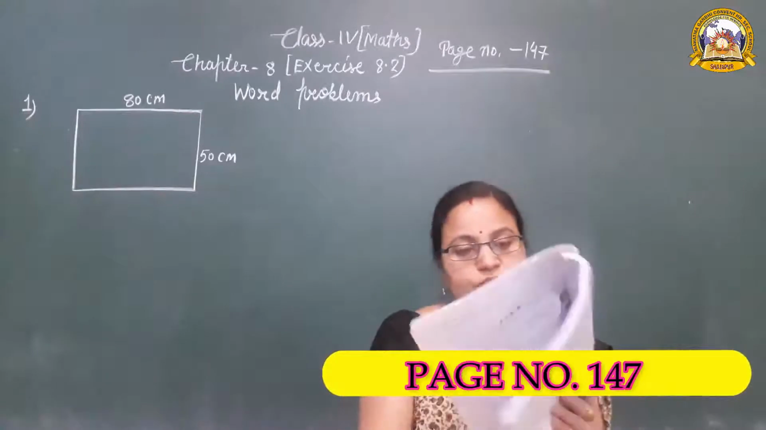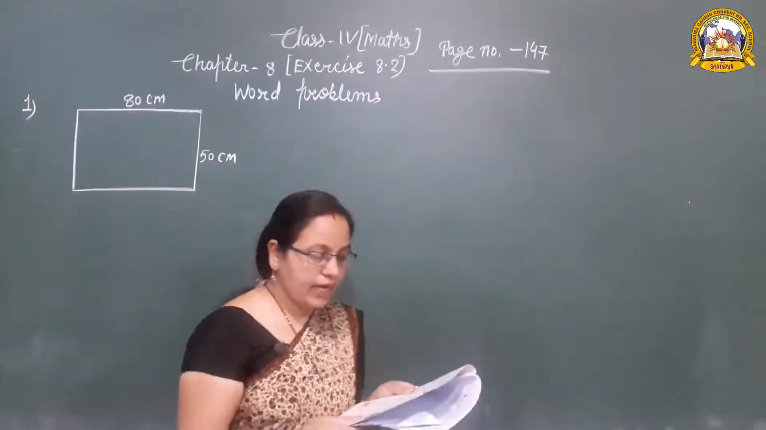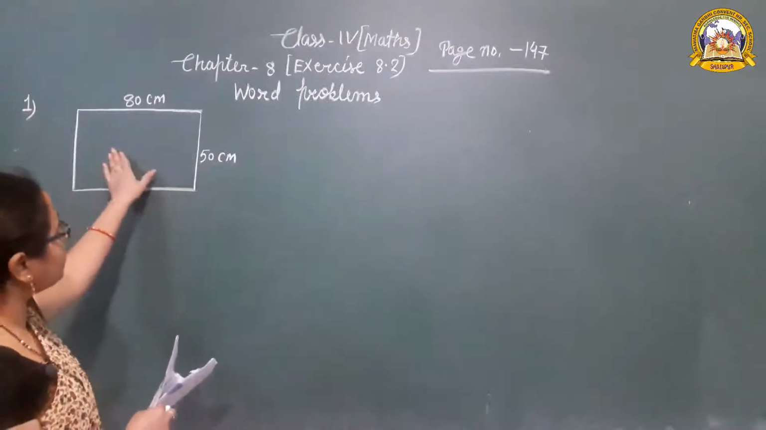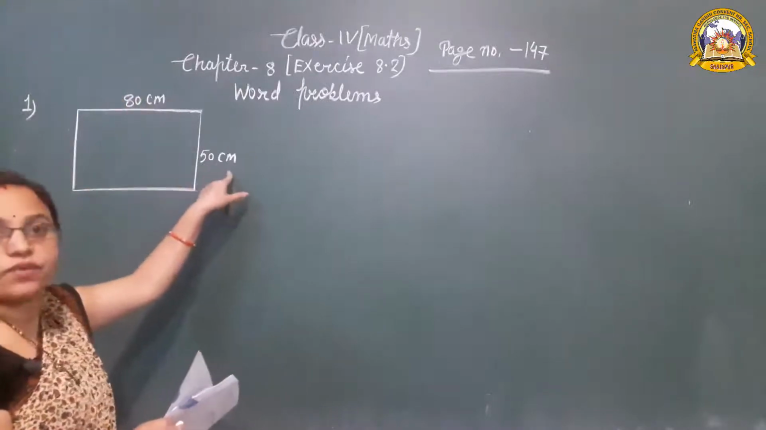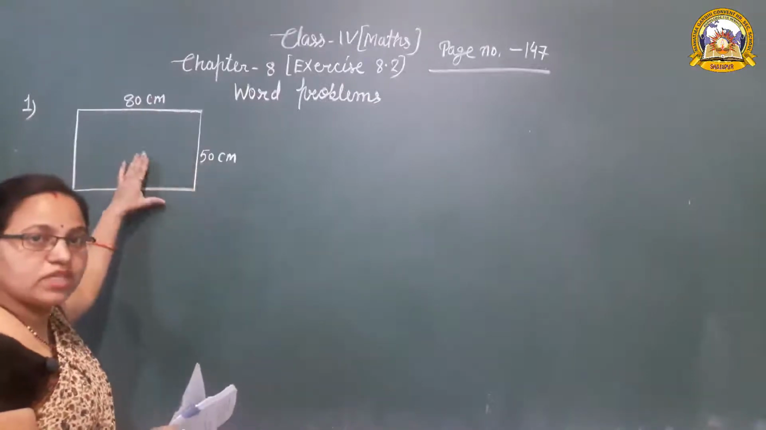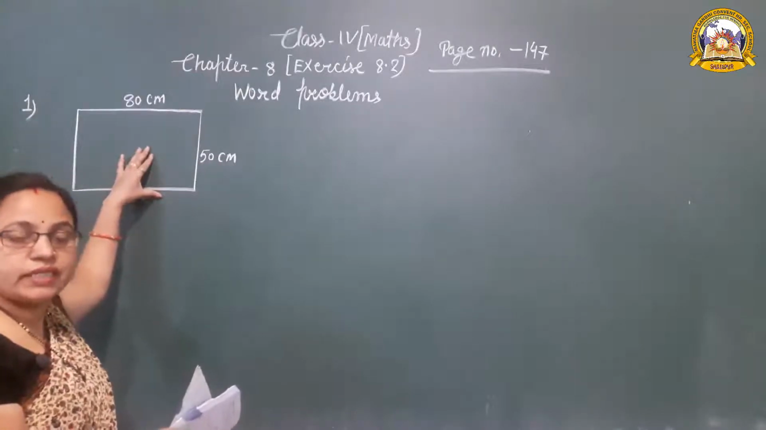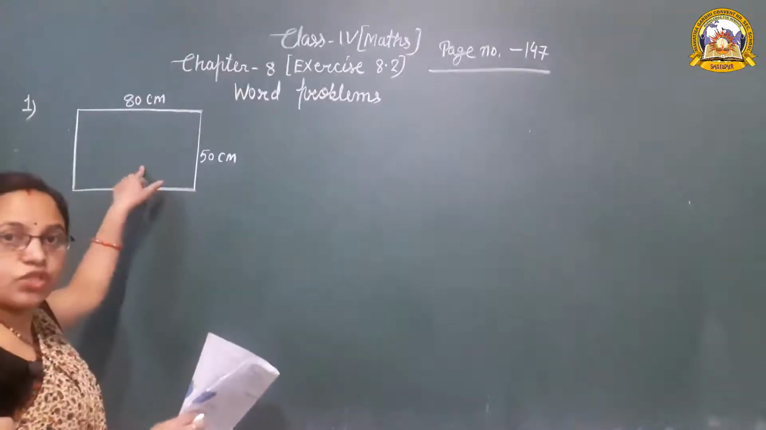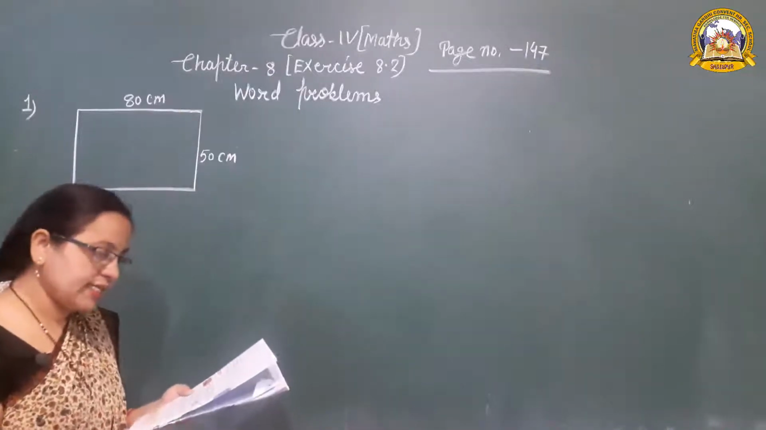What is the first question? Rana has to fix the lace around a rug. The rug is in which shape? One side is 80 centimeter and another side is 50 centimeter. It means one is the length, another is the breadth. So it is a rectangle. And what is the speciality of the rectangle? In the rectangle, opposite sides are equal. So this rug is in the rectangle shape.